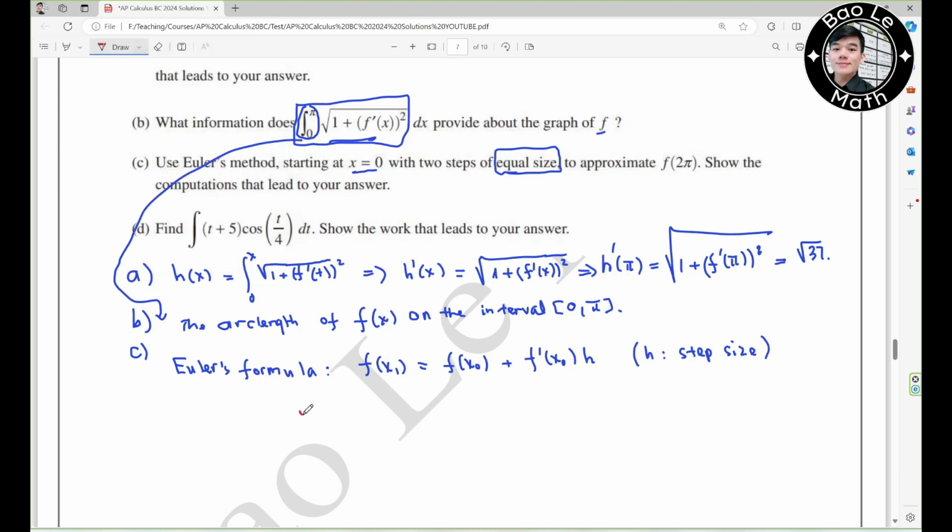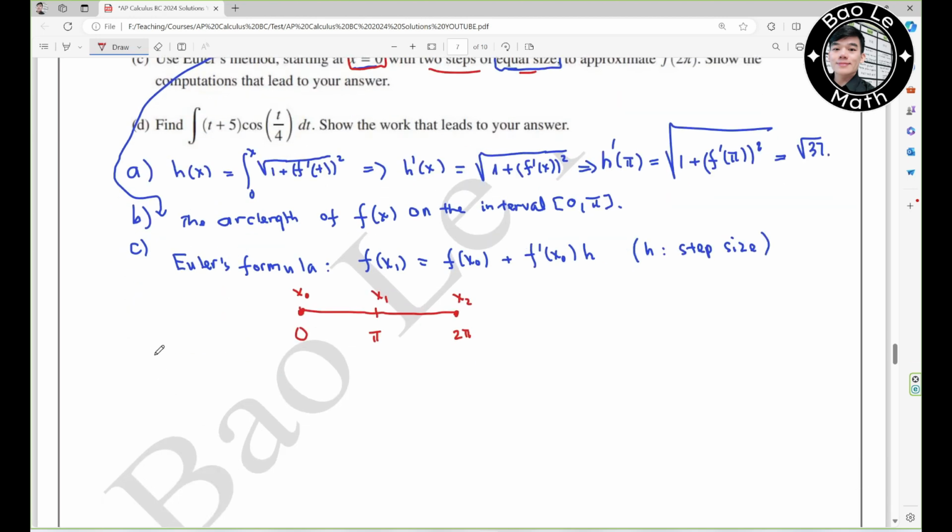So we start with s0, s1, and s2 right here. Alright, s0 is going to be 0, as given right here. S2 is going to be 2 pi right here. And since we have two steps of equal size, the middle one right here should be pi. So we need to calculate f of s1 right here.